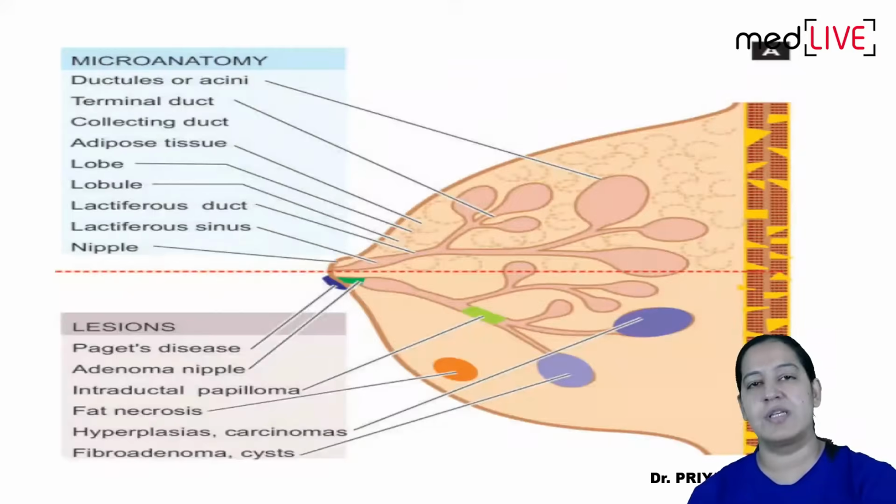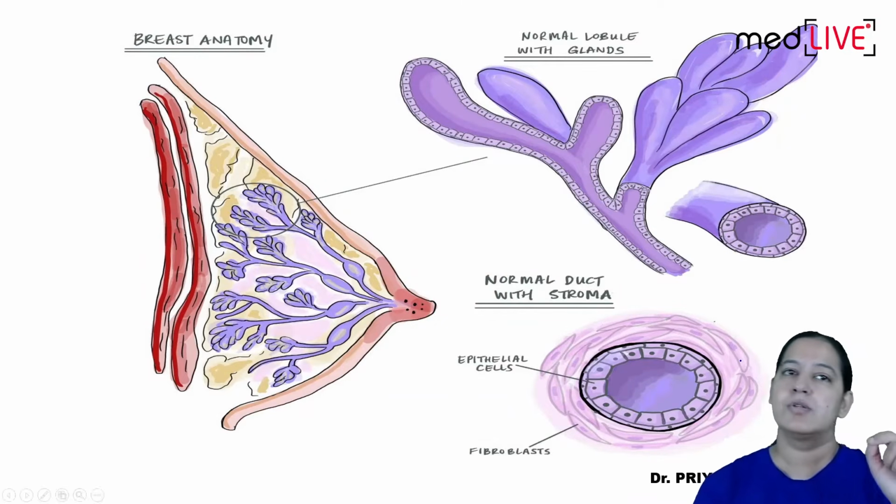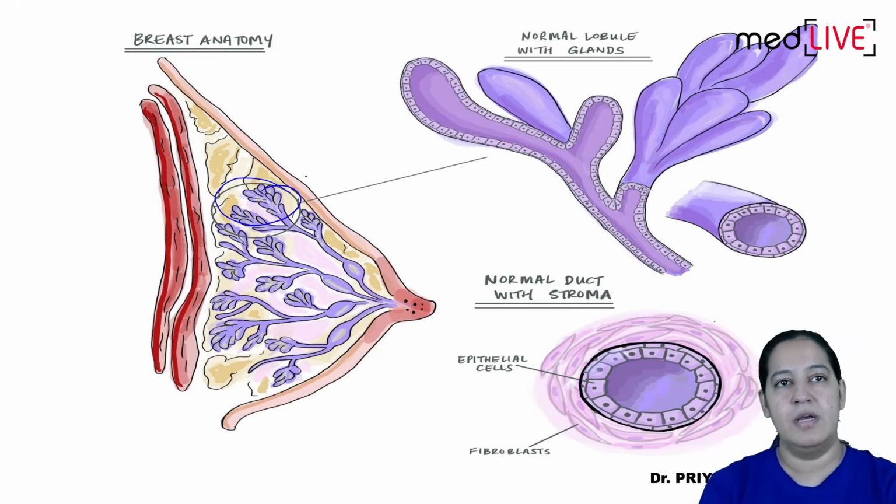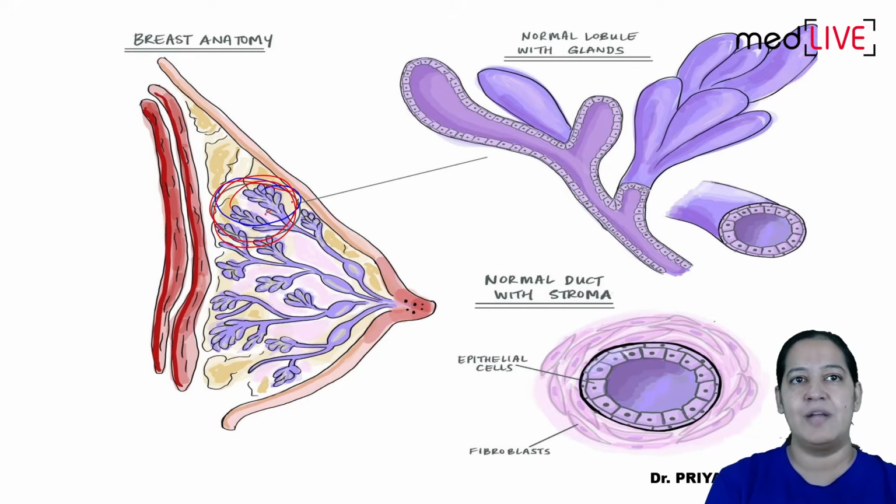So this is the whole process of how milk is formed and delivered ahead. This is the same diagram giving the same information. This is one TDLU, you can see. I'm marking it here. Let me zoom out this diagram.